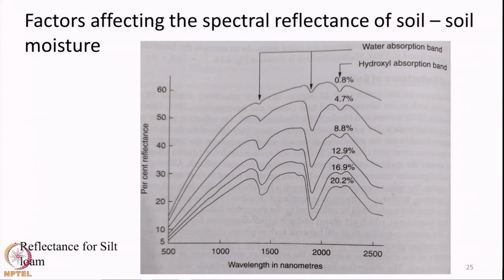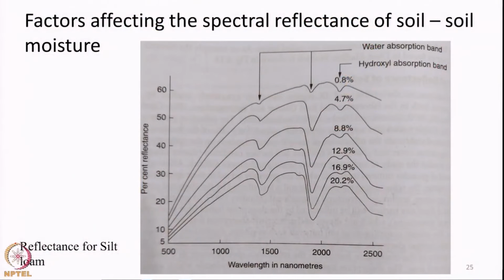The next most important property that we are going to discuss is the presence of soil moisture. So, as moisture content in the soil increases, the reflectance will decrease. An example is given here in this slide. This is the reflectance of silt loam, which is a type of soil. This is a fine textured soil.